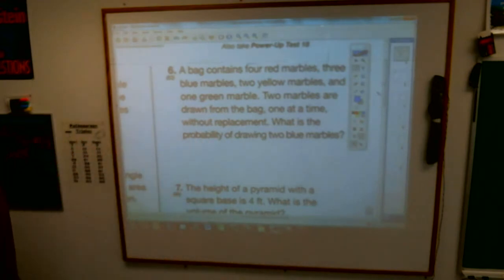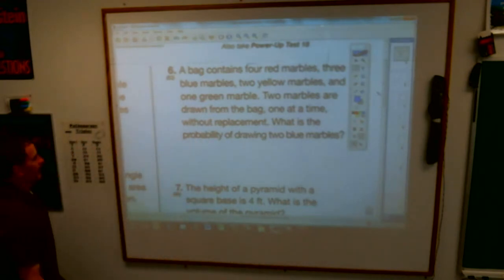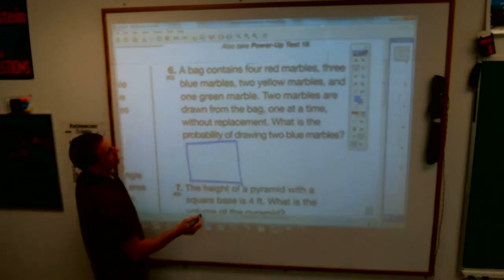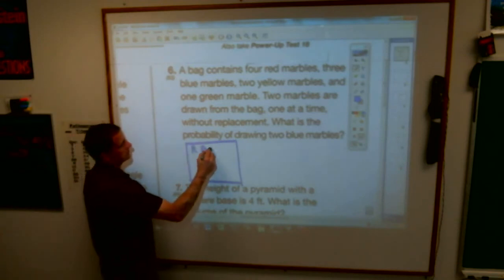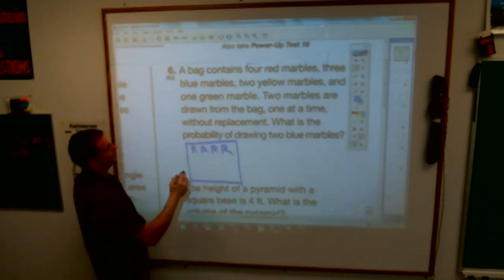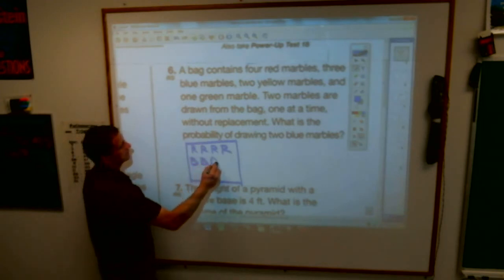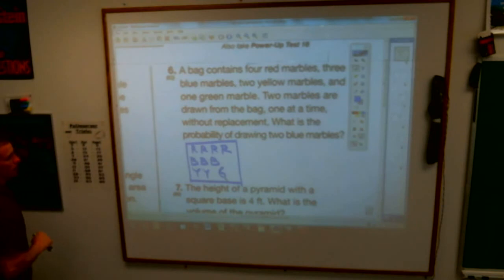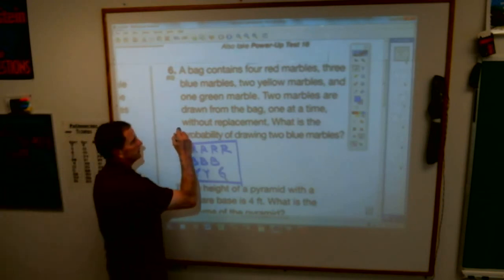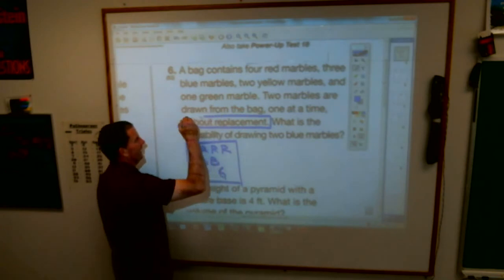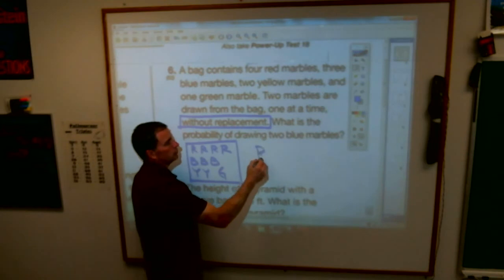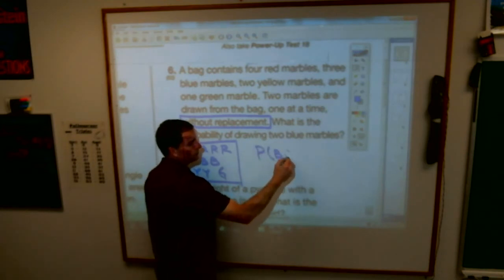A bag containing 4 red marbles, 3 blue marbles, 2 yellow marbles, and 1 green marble. I am not even going to read the rest of the problem because I am going to draw that bag. What is it? 4 reds, 3 blues, 2 yellows, and 1 green marble. There's my bag. Two are drawn one at a time, and this is important to look, I am not putting that marble back in the bag. What is the probability of drawing two blue marbles? Probability of a blue and a blue.